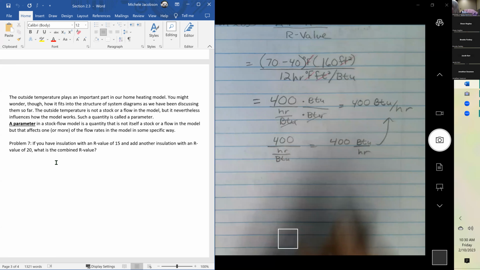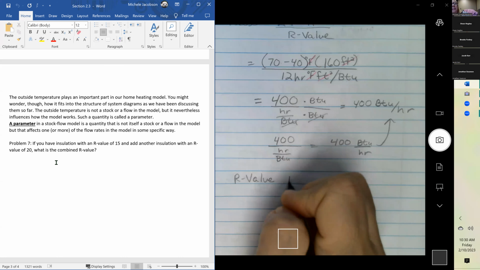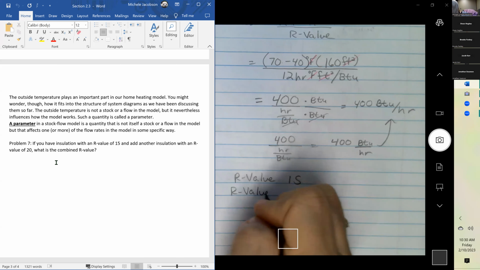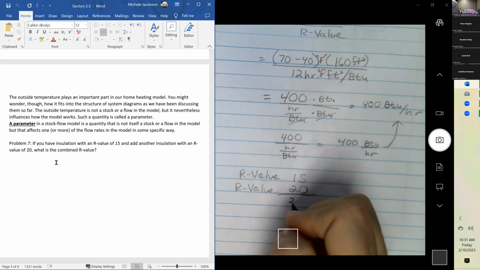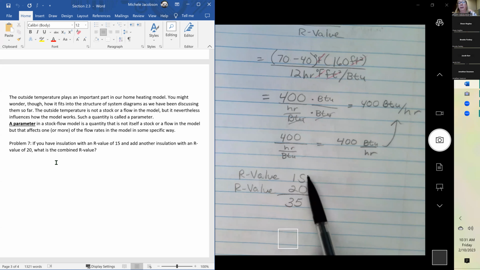So if you have an R value of 15 and add an R value of 20, the R rating for your house then will be 35. At least in those areas, if it's not everywhere. But so if you put one on top of the other, it actually is added together. Any questions on that?